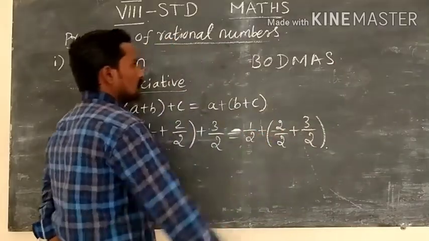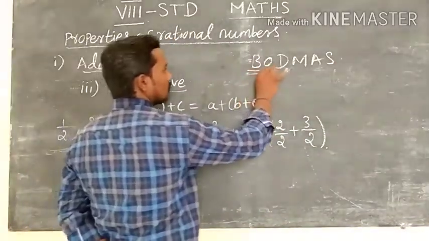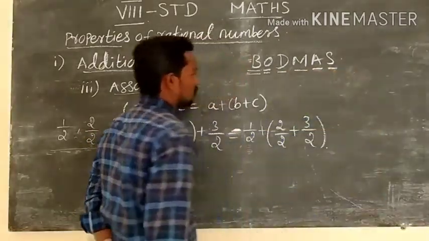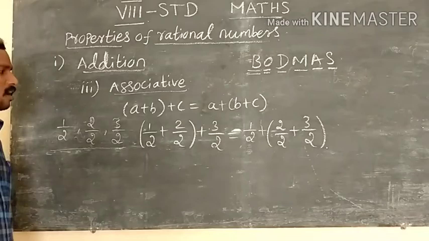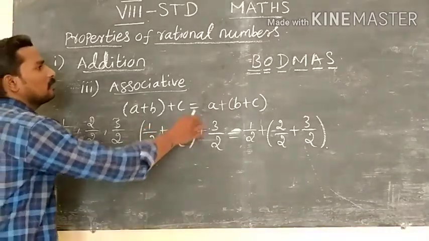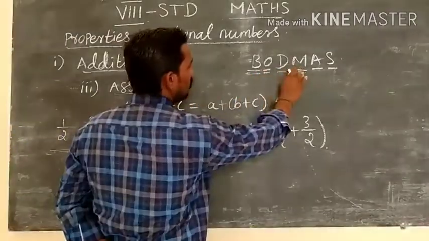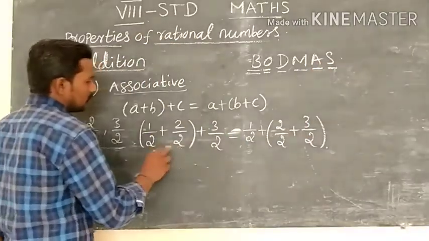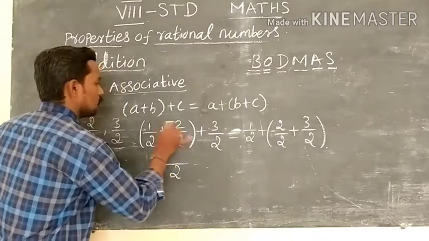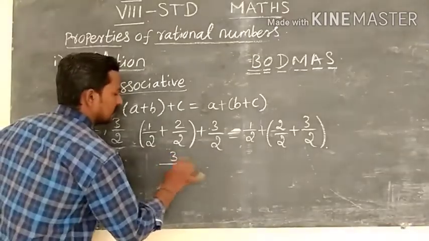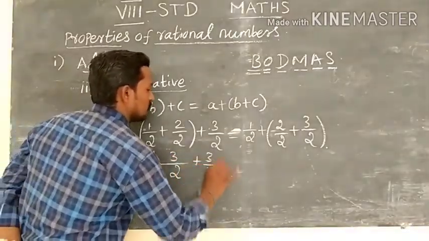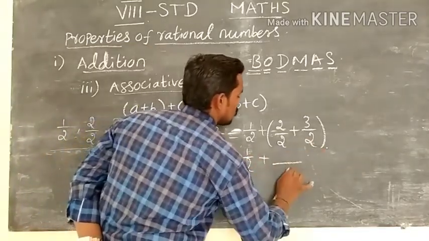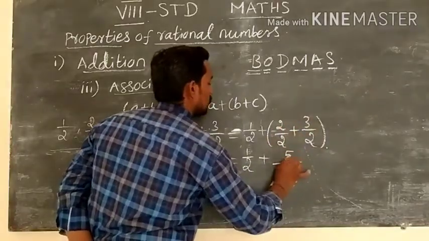The B represents the bracket, then division, multiplication, addition and subtraction. So this is the BODMAS law. First, do the bracket. So the bracket value first you do. 1 plus 2 is 3, so 3/2 plus 3/2. On the right side, 1/2 plus, the common denominator is 2, and 2 plus 3 is 5.